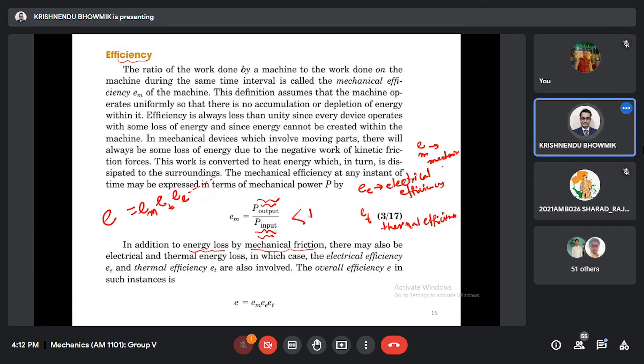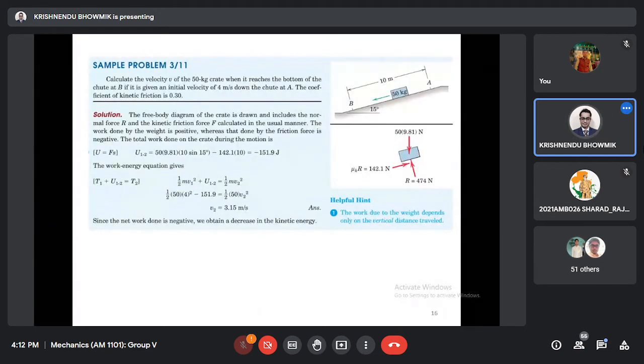Now let's take one example: calculate the velocity v of a 50 kg crate. This is the 50 kg crate. When it reaches the bottom of the chute at B, it is moving from A to B. The initial velocity v1 is equal to 4 meters per second.